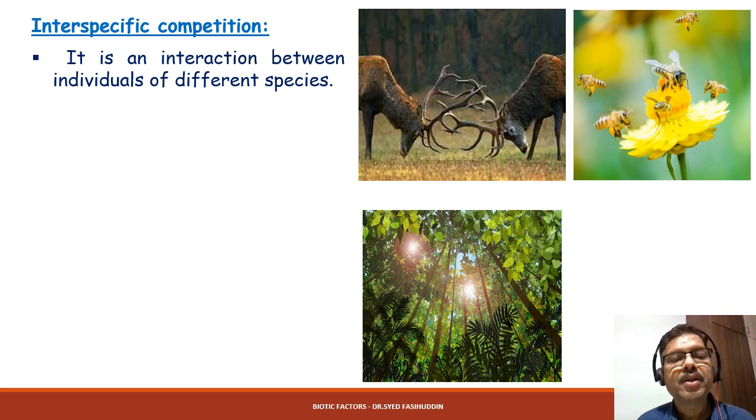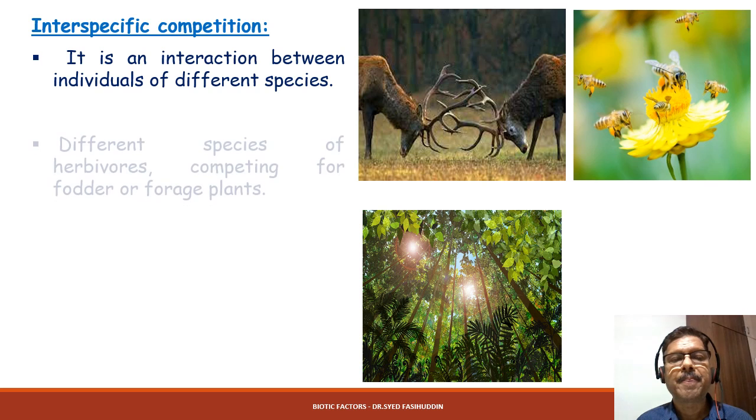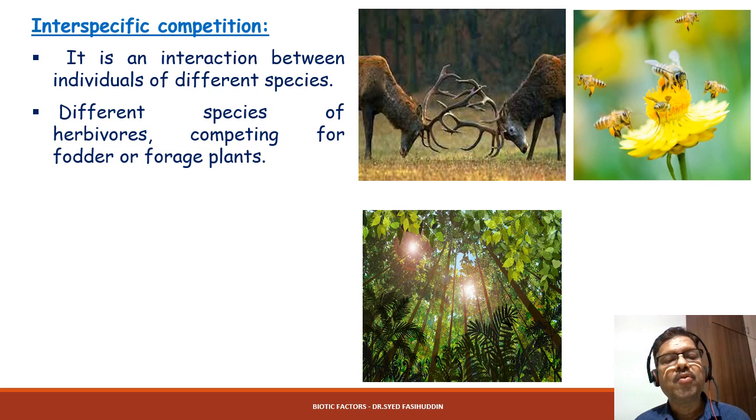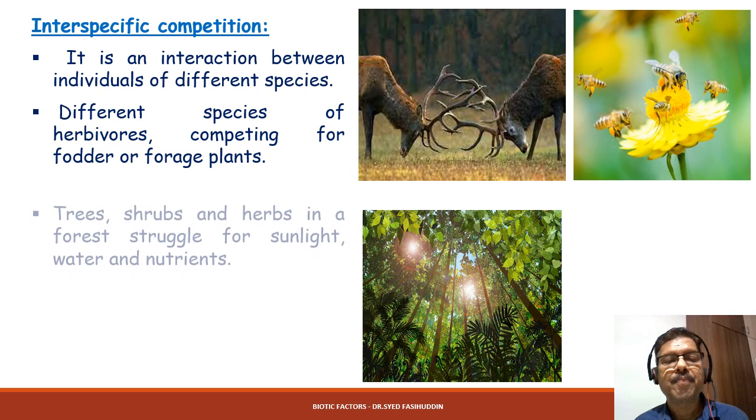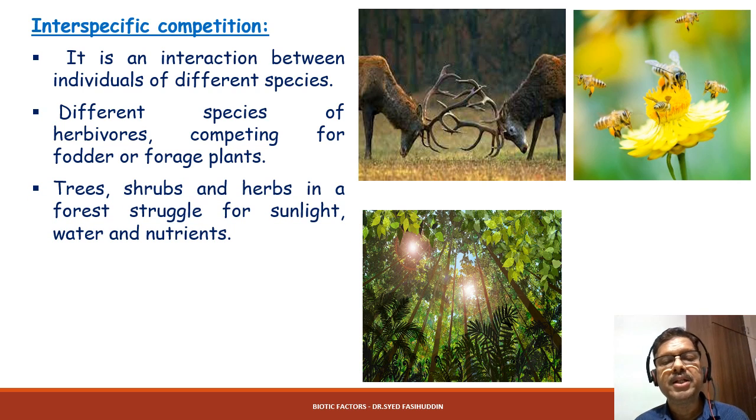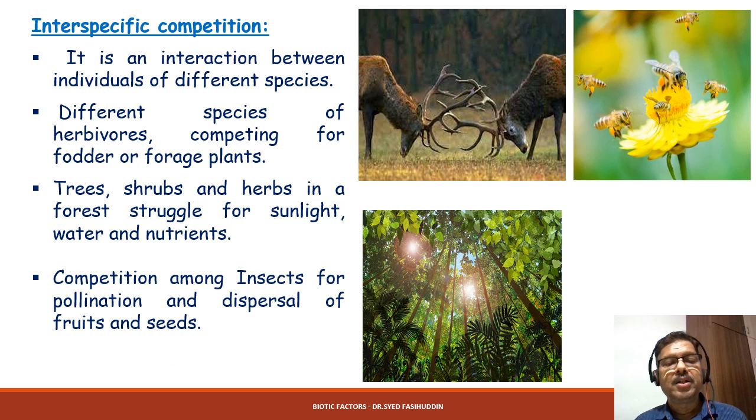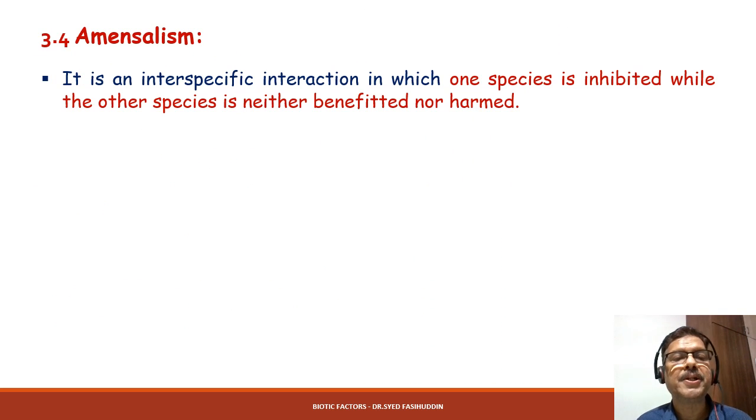Interspecific competition. It is an interaction between individuals of different species. Different species of herbivores competing for fodder, food, forage plants, etc. The trees, shrubs and herbs in a forest struggle for sunlight and water as well as nutrients. The competition among insects for pollination and dispersal of fruits and seeds. These are the examples of interspecific competition.